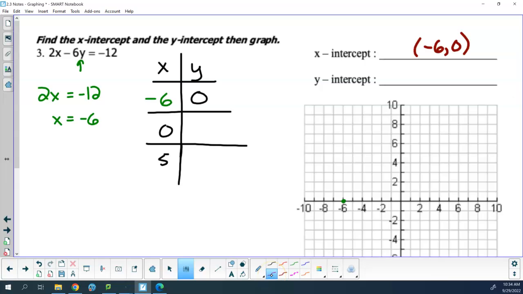To find my y-intercept, I can plug in 0 for x. 2 times 0 is 0. Minus 6y is -6y equals -12. Divide both sides by -6, and I get y is 2. So I go through the point 0, comma 2.